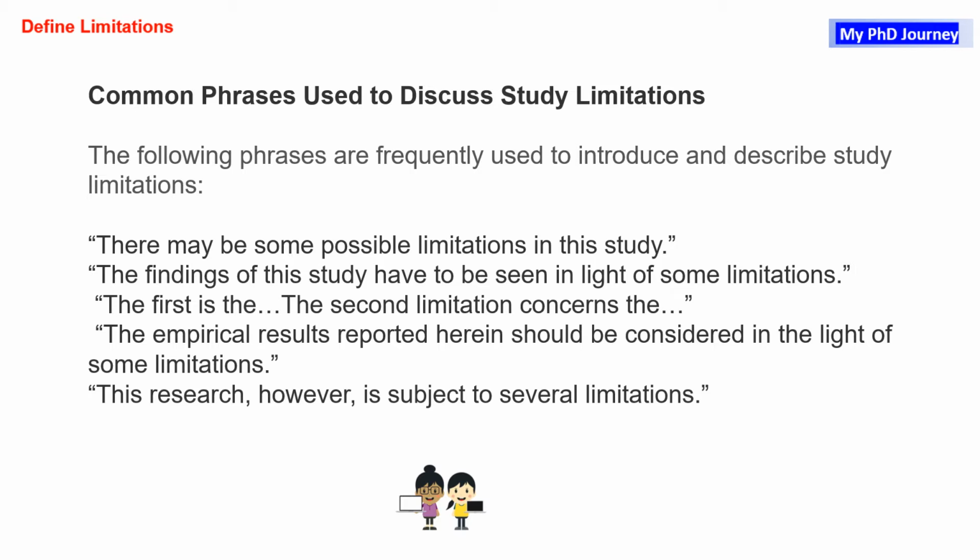Common phrases used to discuss study limitations. The following phrases are frequently used to introduce and describe study limitations. There may be some possible limitations in this study. The findings of this study have to be seen in light of some limitations. The second limitation concerns the empirical results reported herein, which should be considered in the light of some limitations. This research, however, is subject to several limitations.